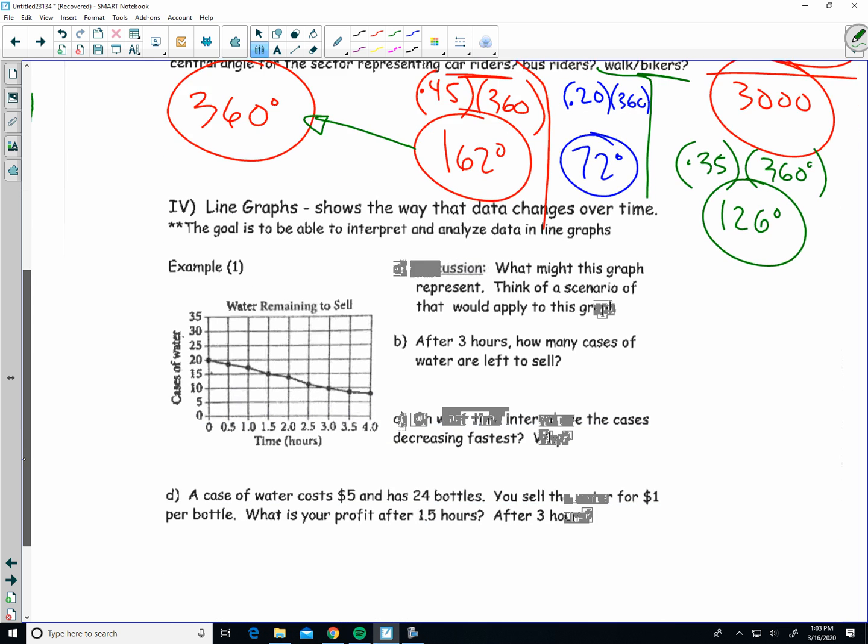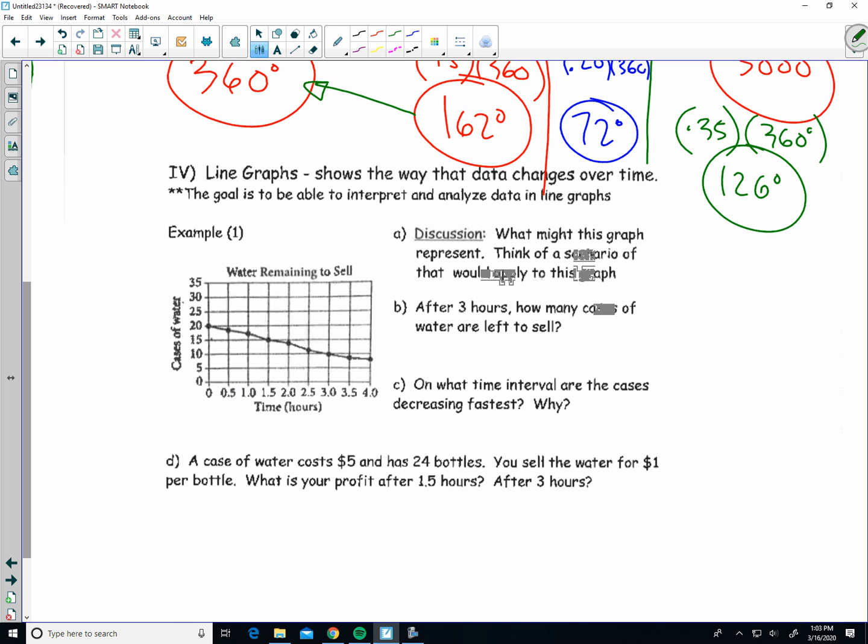All right, one of our last ways here that we will be talking about analyzing data, and hopefully you've all seen line graphs before, line plots, plotting data on a line. This one is checking out what is going on with respect to the amount of water that we have in cases based upon a time component. So the goal is to be able to interpret and analyze the data that's on the line graph. And we simply say, what do you think that this graph could represent?